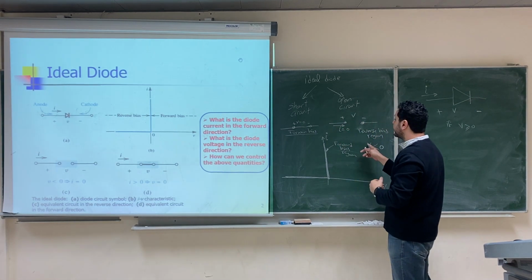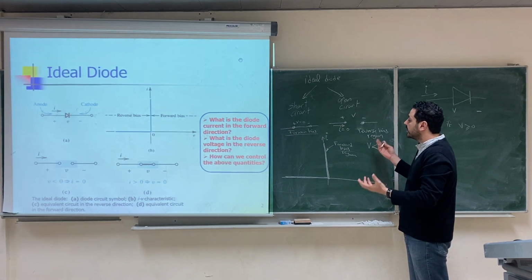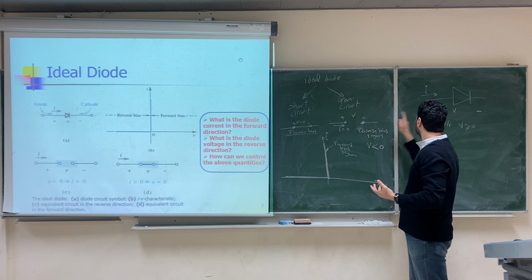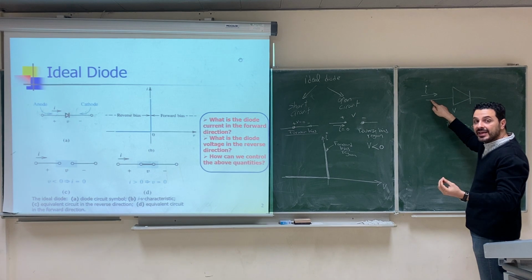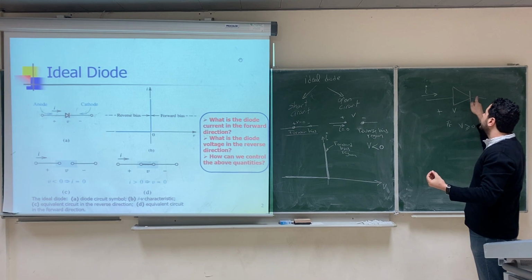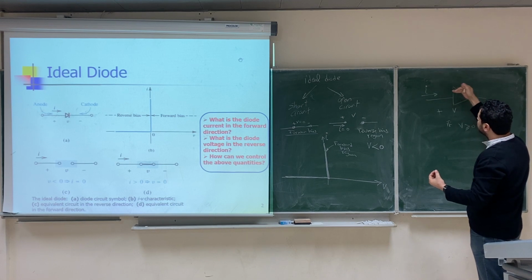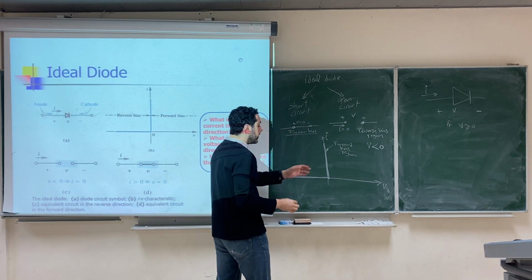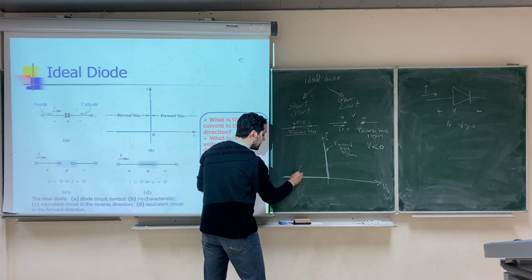But in order to operate in the reverse bias region and to make the current 0, the voltage across the diode, V, must be negative, which means that the voltage of the P must be less than the voltage of the N, right? If the voltage of the P is less than the voltage of the N, this means that you are trying to push the current from the N to the P and the diode will work as an open circuit. So under reverse bias, V must be less than 0, it can take any value, and the current will be 0. So this is the reverse bias region.